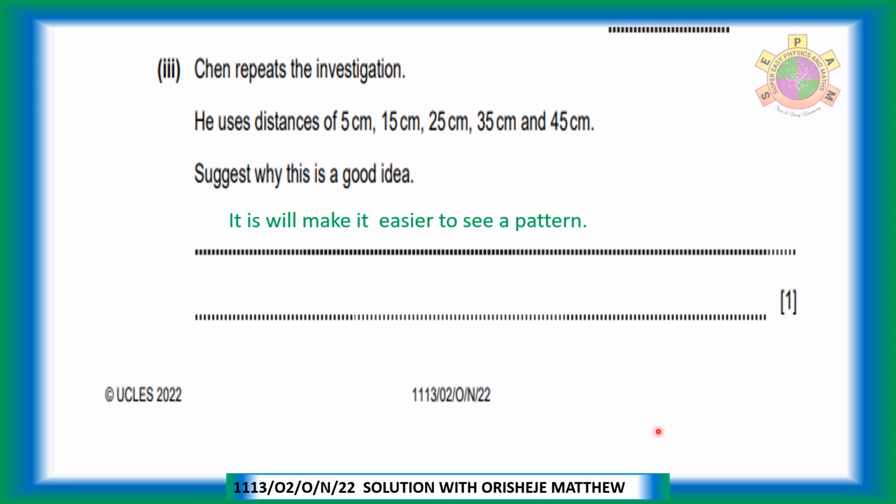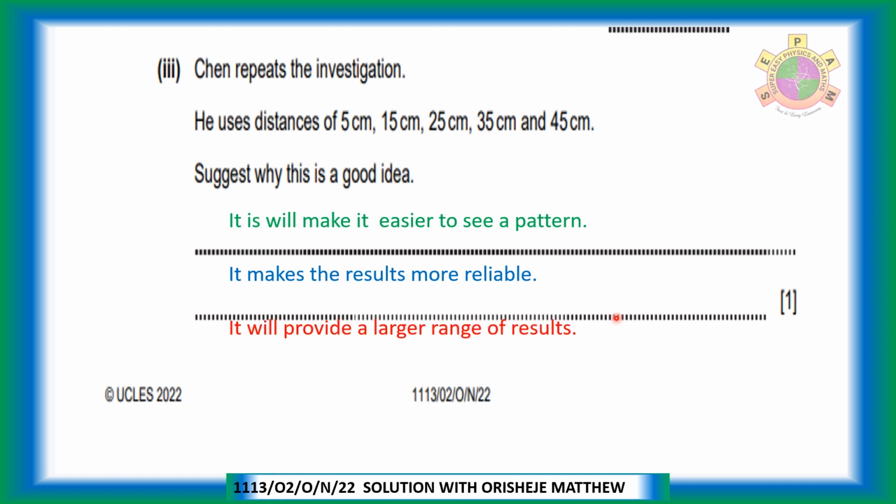The more values that he tries, the better for him to have a clearer understanding of the relationship between the distance between the microphone and the speaker and the effect that is going to have on the amplitude registered on the oscilloscope. Then it makes the result more reliable. It provides a larger range of results. So that is basically what trying different distances has to do.